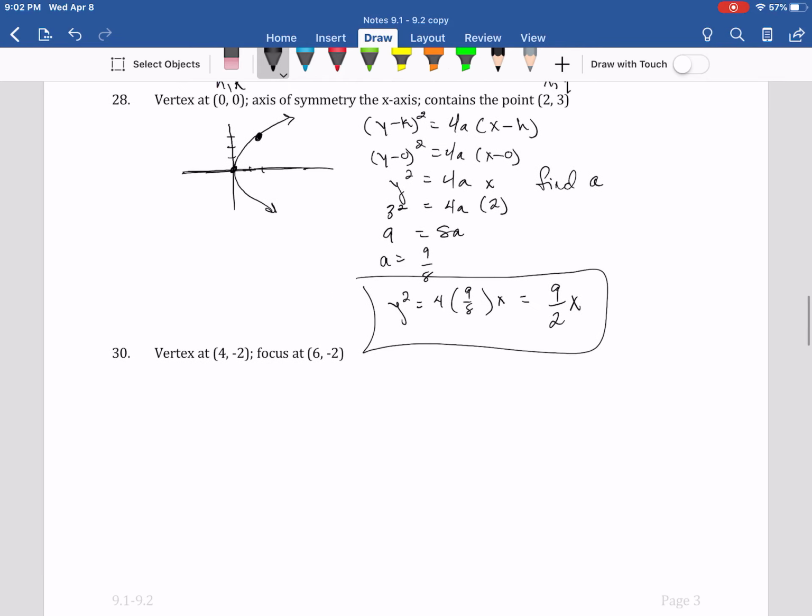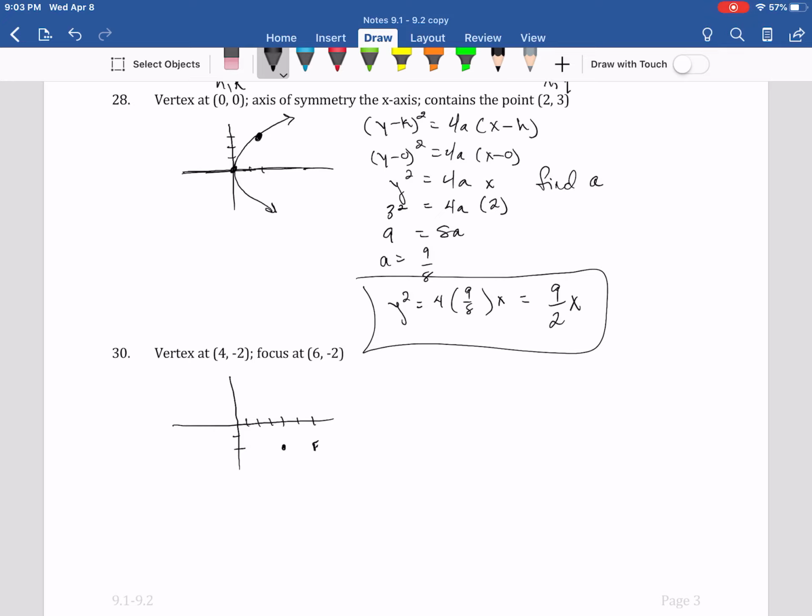The next example shows you the vertex is at 4, -2, and the focus is at 6, -2. I like to start with a sketch. 1, 2, 3, 4, down 2. Plot the point 4, -2. That's my vertex. Locate the point 6, -2. Put some sort of indication there. Maybe, you know what, put a little letter F on that little spot, just to indicate that that's where my focus goes. Might make more sense for you if you do that.